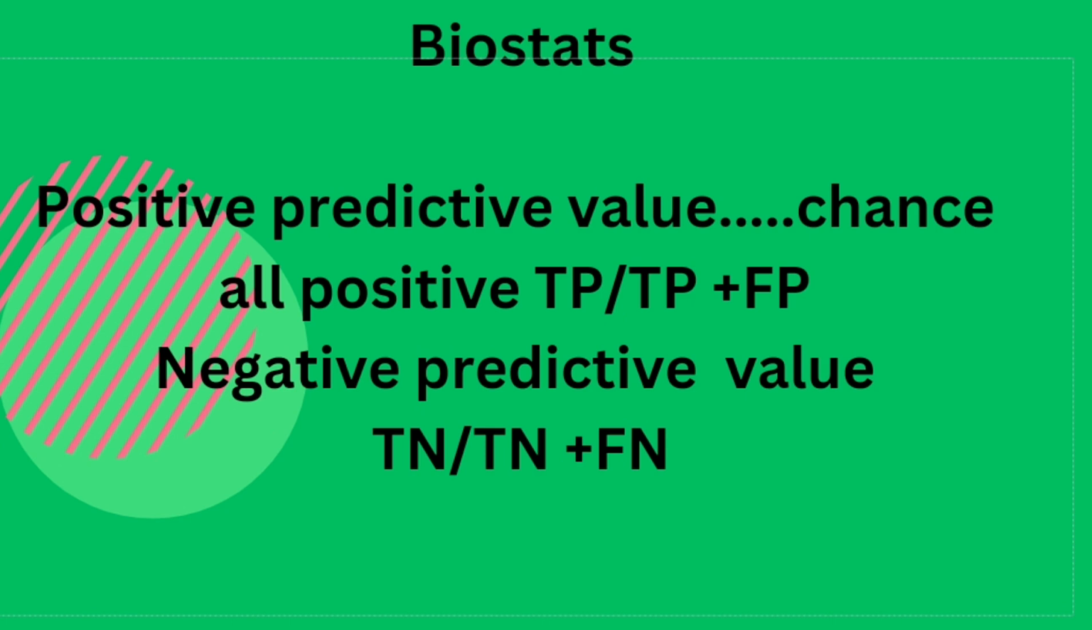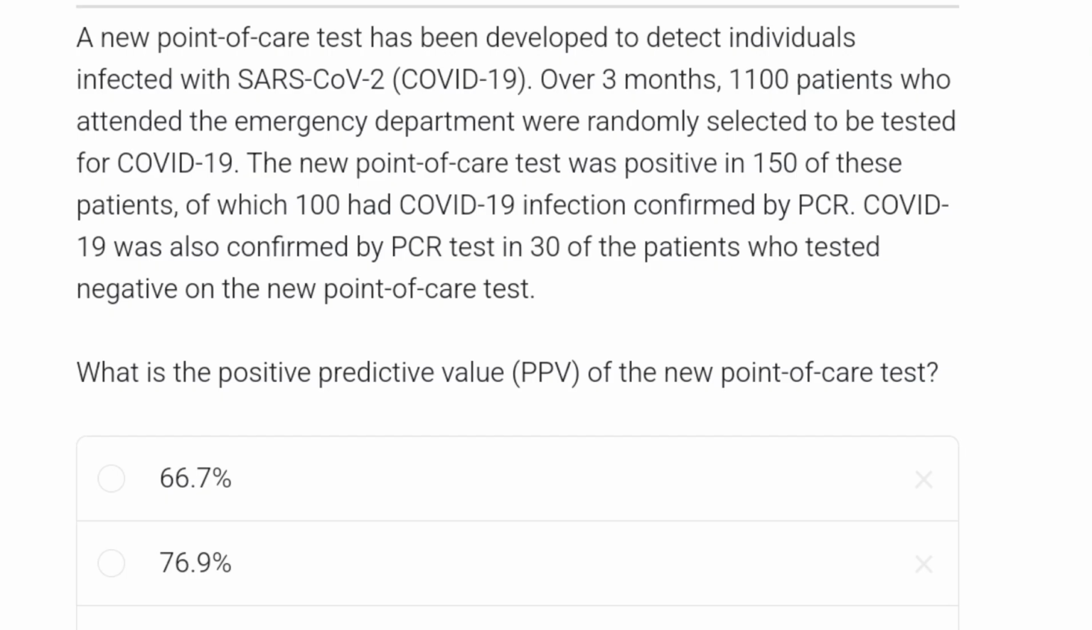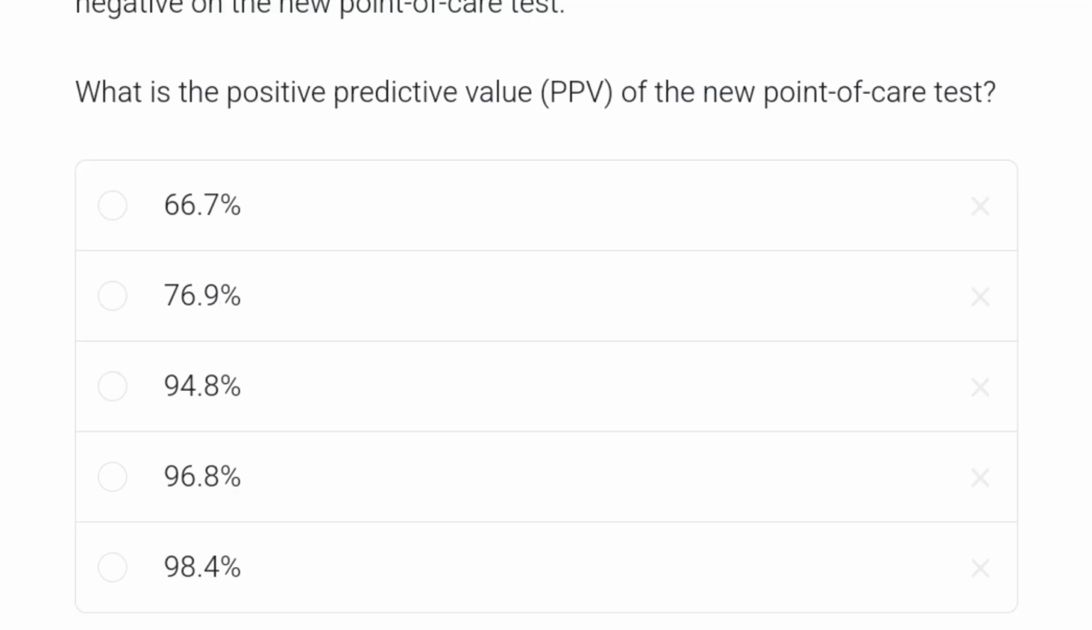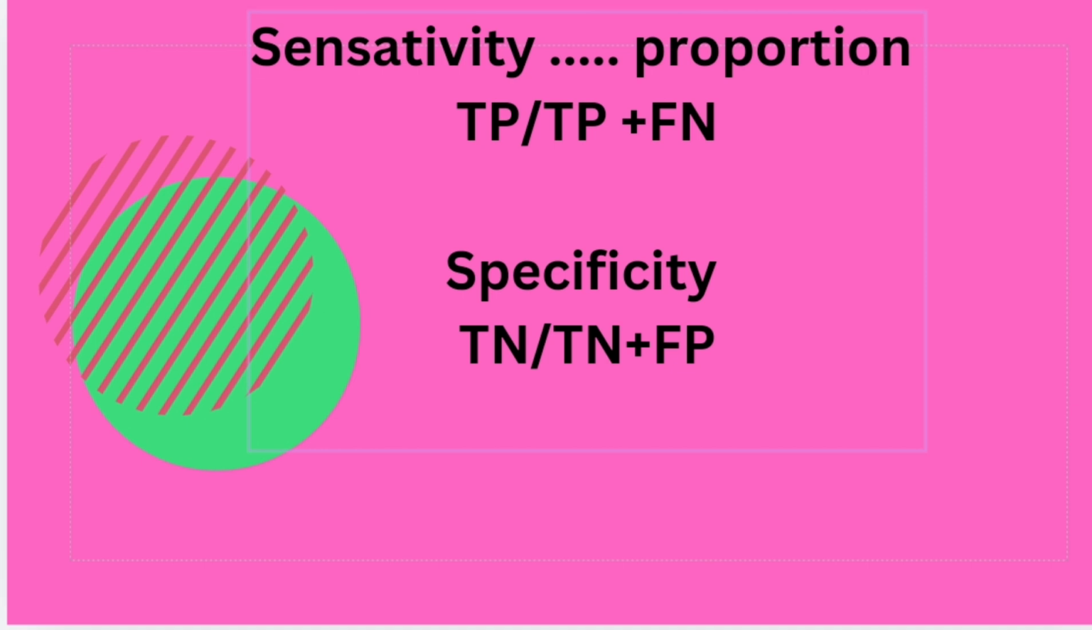Then there is an example in which we are checking the positive predictive value of a new test against the gold standard test of COVID-19. This new test is detecting that 150 patients have got a positive COVID test, while in actual only 100 patients were positive. So it means that 100 were true positive, while false positive were 50. So how will we calculate positive predictive value? We will calculate it like 100 divided by 100 plus 50.